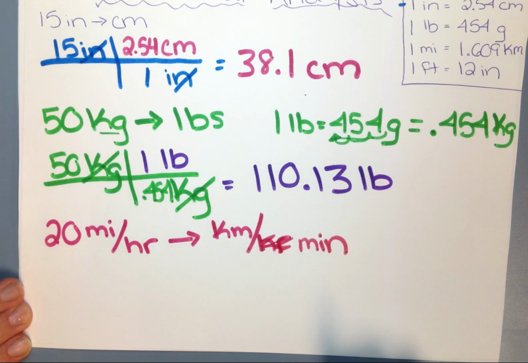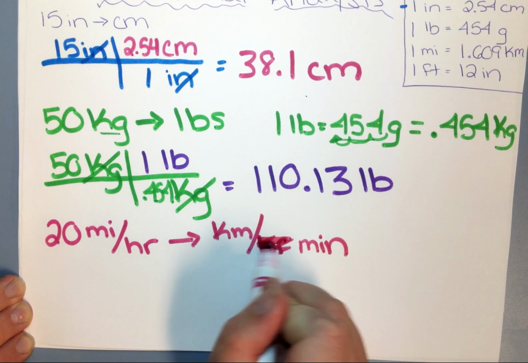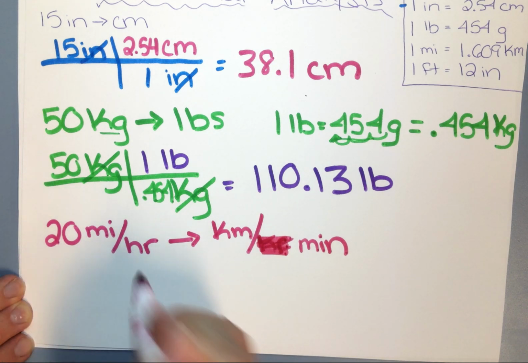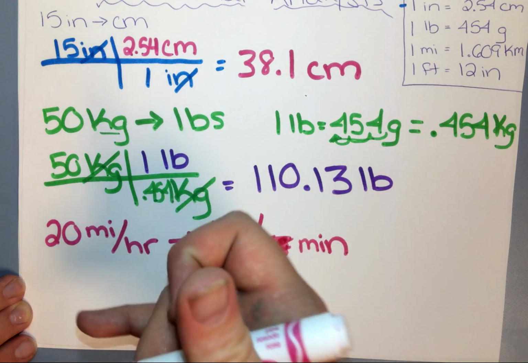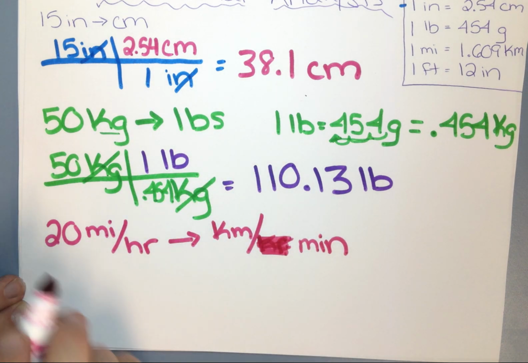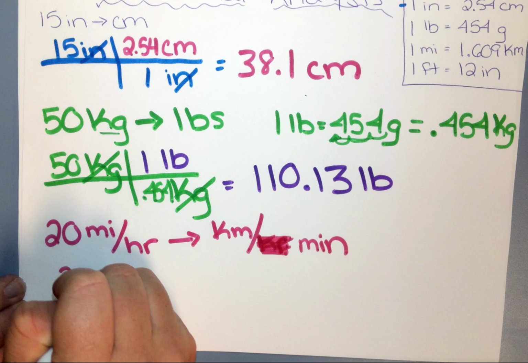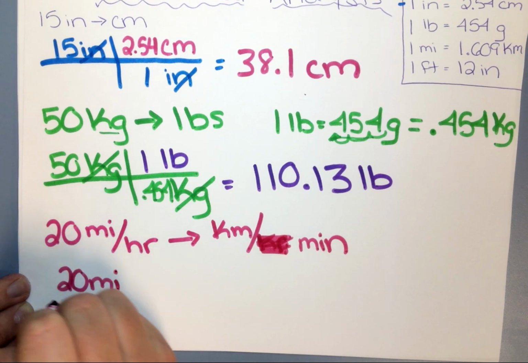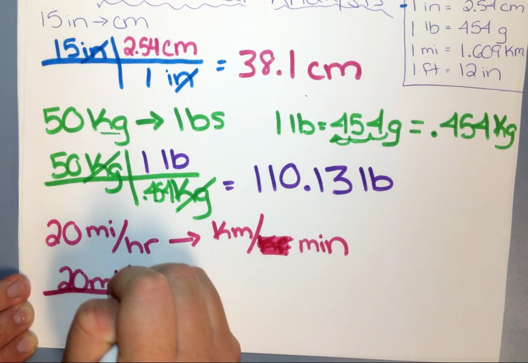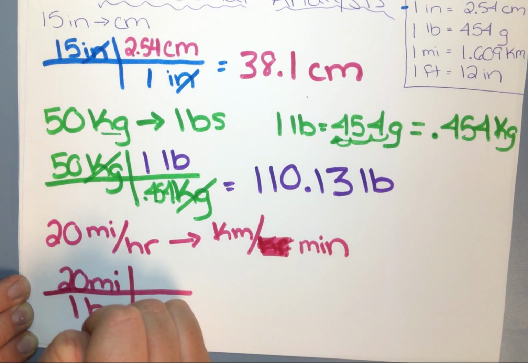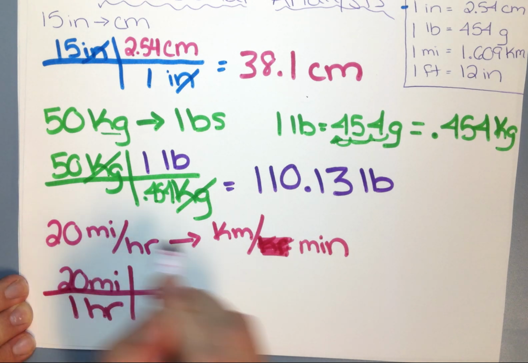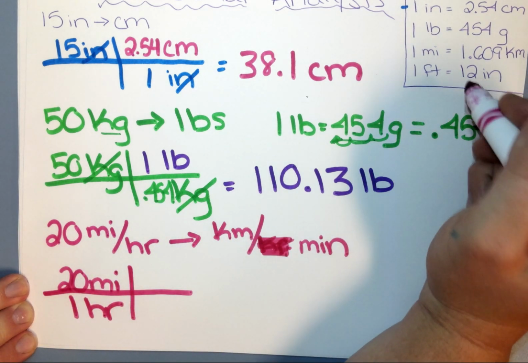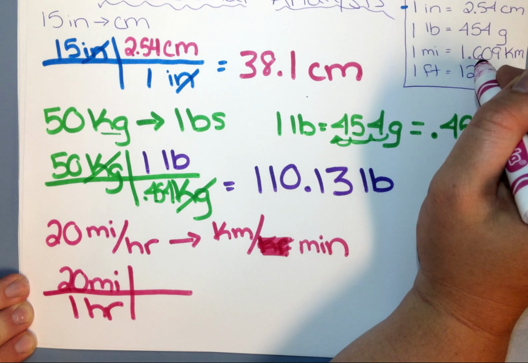Now, it's important to note when we're looking at units like this, really what we're looking at is miles on top of 1 hour. So when I go to set this up, what I'm going to do is I'm going to do 20 miles over 1 hour. I'm going to keep them both in pink because that's what we're starting with. So first step, miles to kilometers. Now looking up here, I can tell you that 1 mile is 1.609 kilometers.